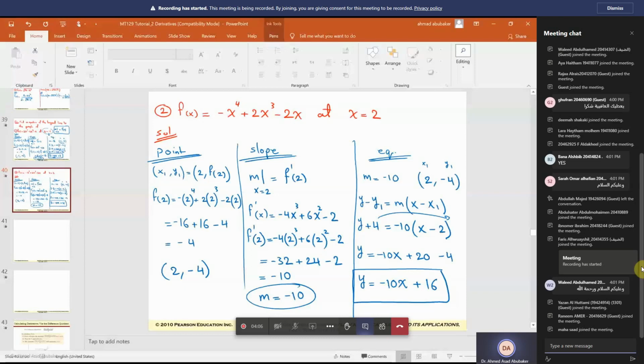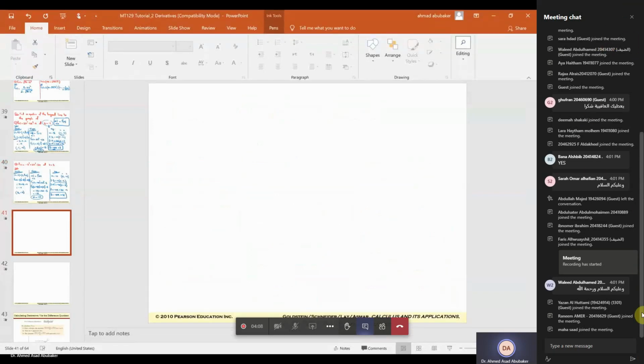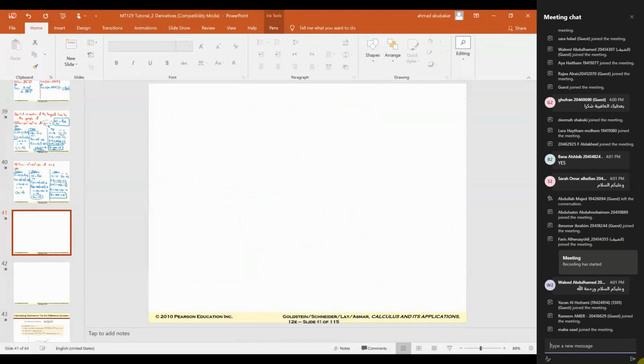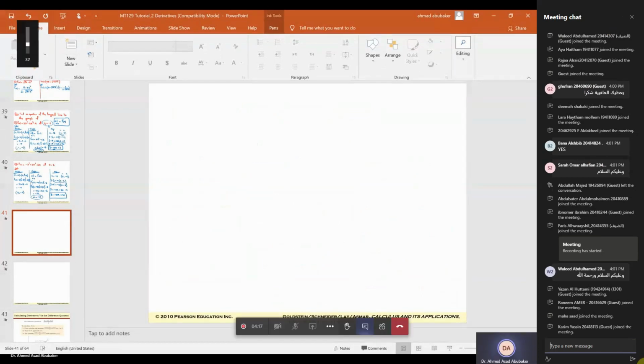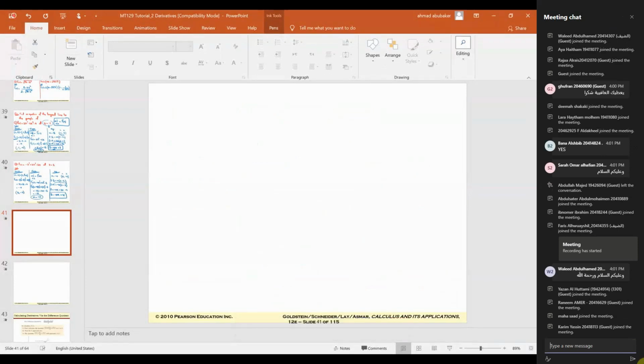Just for revision of the rules of derivatives and how we can find the points on the curve where the tangent line is horizontal, and so on. Okay, so I will start with this example.